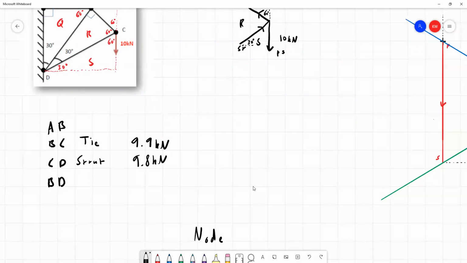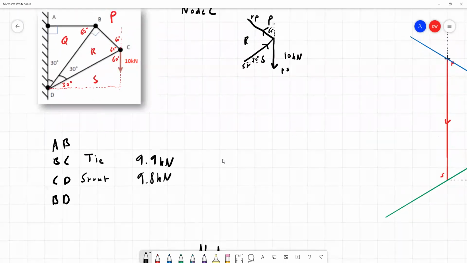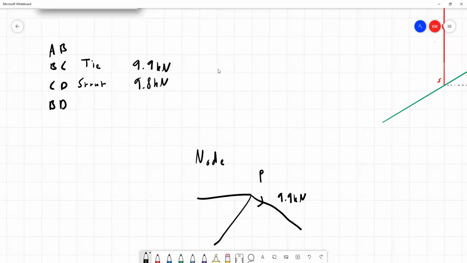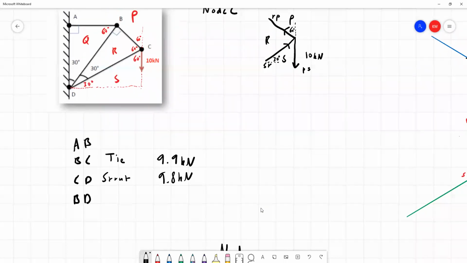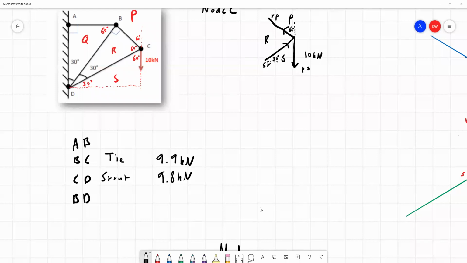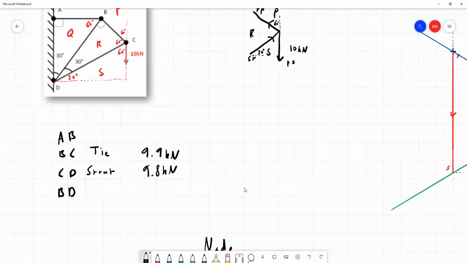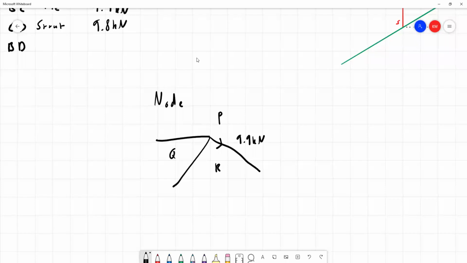We also have labels for our spaces. This is going to be space P here, space Q, and space R. The other thing we know is the angles between these members as well. So we're going to label this carefully, accurately. This is going to be a 60-degree angle.